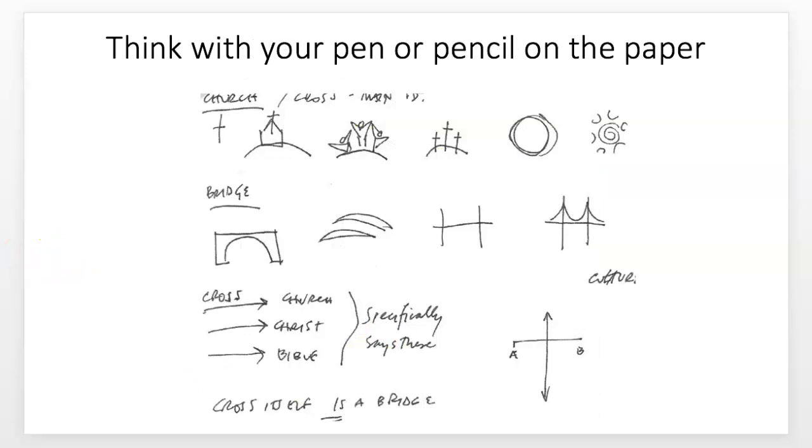Out of that imagery, you start to have what we call small little thumbnails where you think with your pen or pencil on the paper. Why do I say that? Because I don't just want you to say, oh, this idea. I want you to start to draw little things.